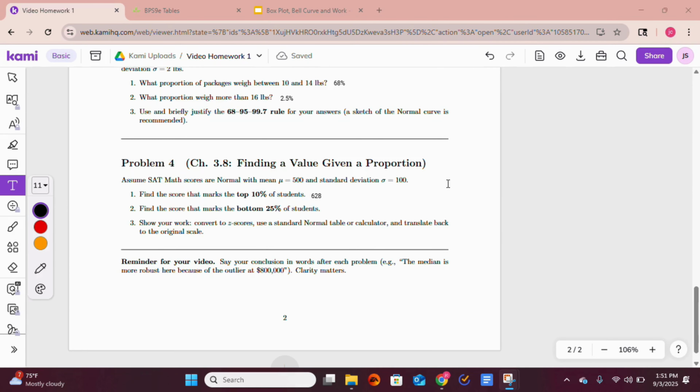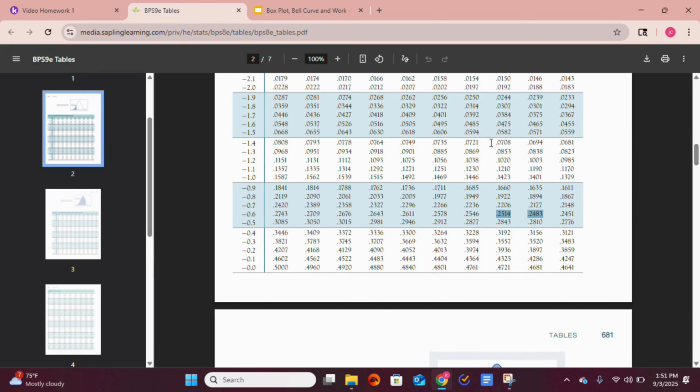Now we are asked to find the score that marks the bottom 25% of students. So we're going to find this the same way by first converting 25% to 0.2500. Now we find the probabilities from the table that are closest, which I found to be 0.2514 and 0.2483.